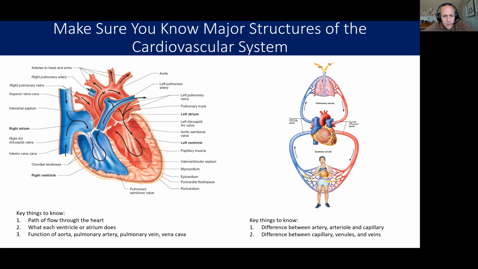Also, make sure you know some other major structures, like the names of the valves, the different major veins and arteries. Like the biggest artery that leaves the heart is the aorta. Know that. And then extremely key to our future discussions will be understand what the differences are between arteries, arterioles, and capillaries, and what the difference between capillaries, venules, and veins are. Make sure you understand these differences. You can find these in your textbook or on any YouTube video.